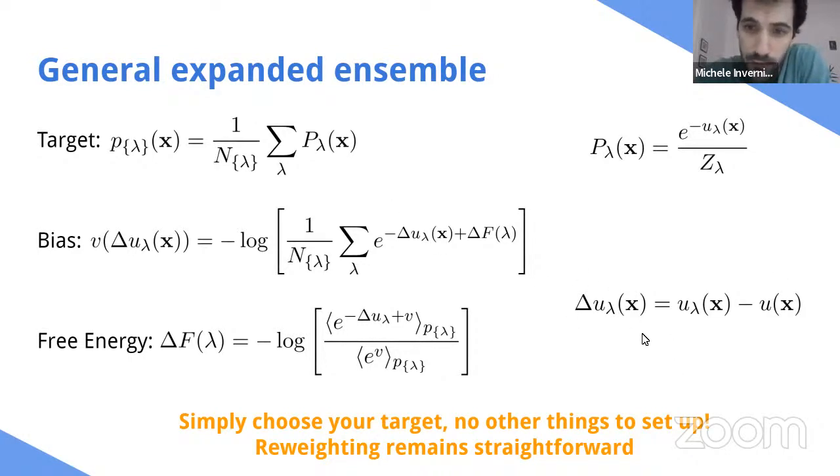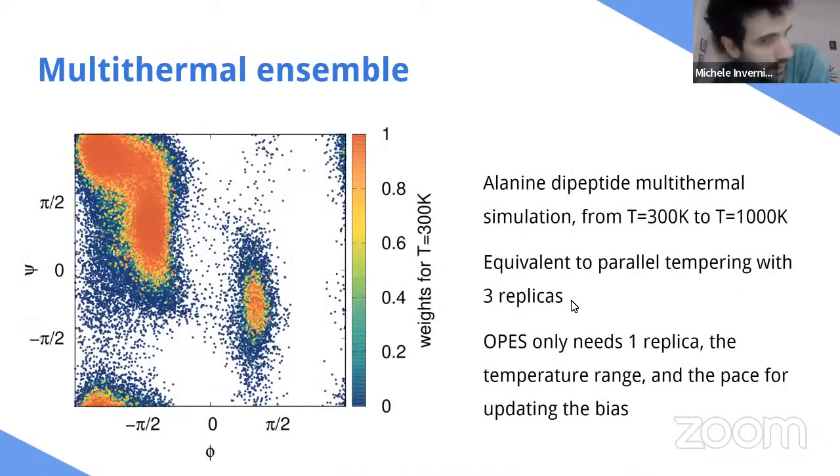Basically, these quantities here that we call expansion collective variables are the ones that define the target, and that's all of the procedure. But anyway, let's put an example on the table. This is the alanine dipeptide molecule. Probably many of you are familiar with it. And we can run a multithermal ensemble, so sampling from 300 to 1000 using OPES.